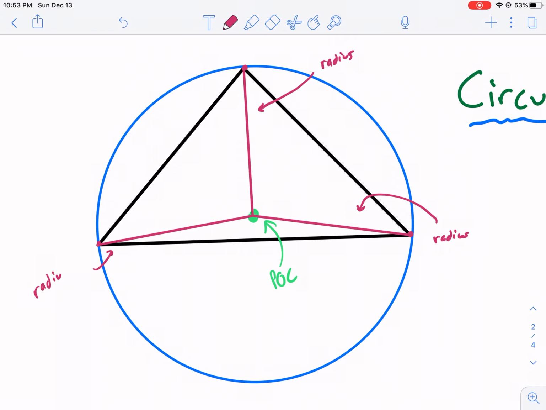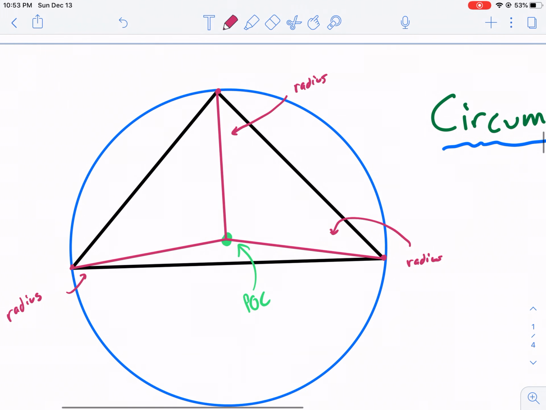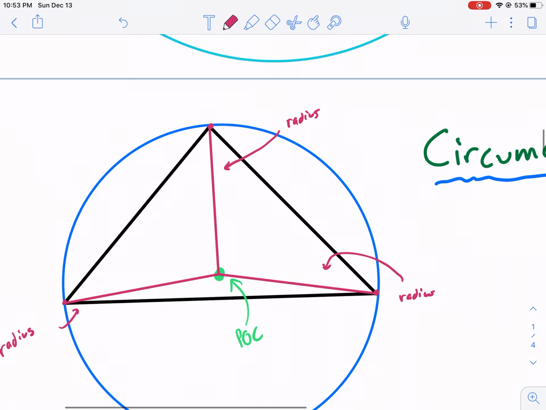What do you know about the radius of a circle? It's the same no matter where it is on the circle. So if I draw this, oops, I'm trying to get this to swing around with me. Hold on, give me a moment. Okay, so if I draw this like this, it is the same distance all the way around. That's the cool thing about a radius.